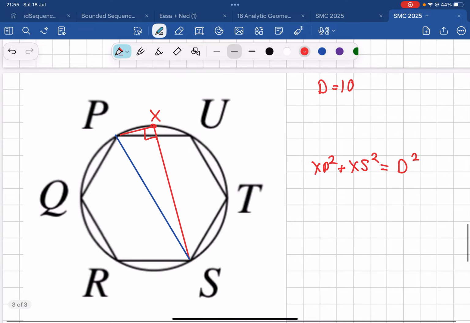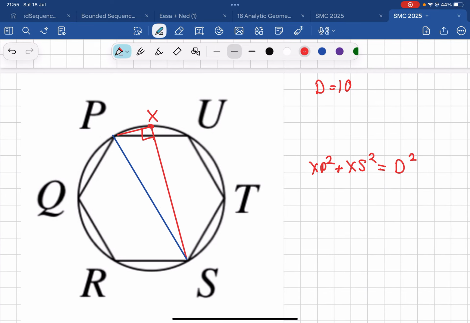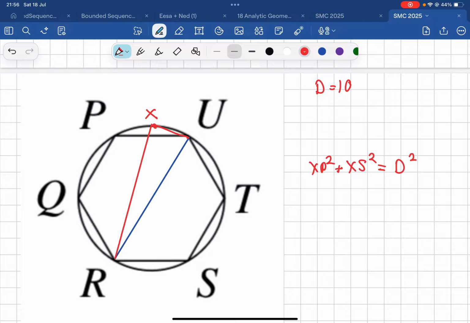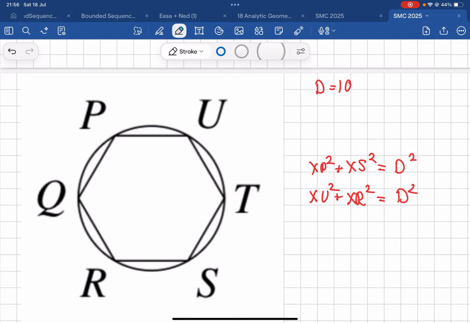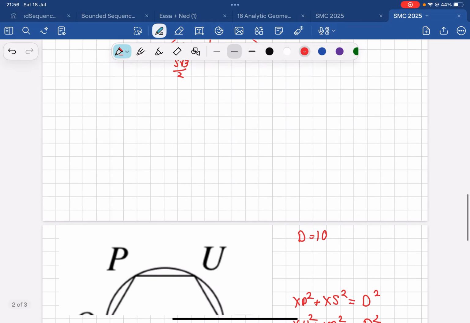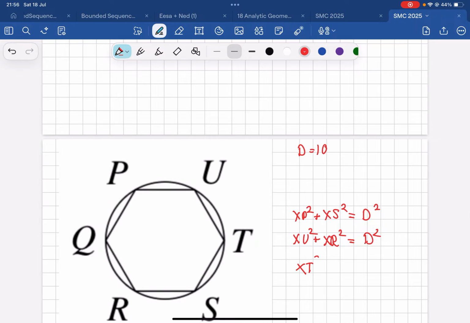So we can just use a similar argument for the others. Let's use the second diagonal over here. Now from here we can find XU and XR. XU squared plus XR squared is again D squared. And for the last one, we can just use a similar argument. We have XT and XQ. So XT squared plus XQ squared equals D squared.